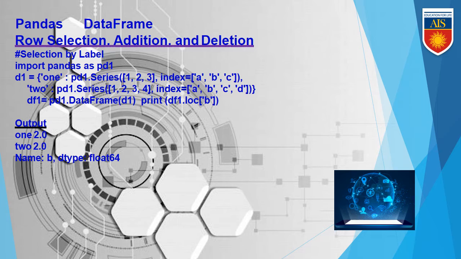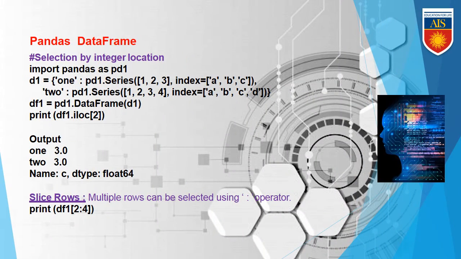Row selection, addition and delete. Import pandas as pd1, d1 equal 1, then pd1.Series 1 2 3, index equal a b c. Next, 2, pd1.Series 1 2 3 4, index equal a b c d, df1 equal pd1.DataFrame d1, print df1.loc, and then we will get the output as 1 2.0, 2 is also 2.0, and name B, data type float.